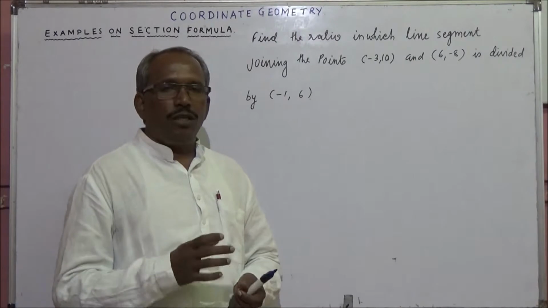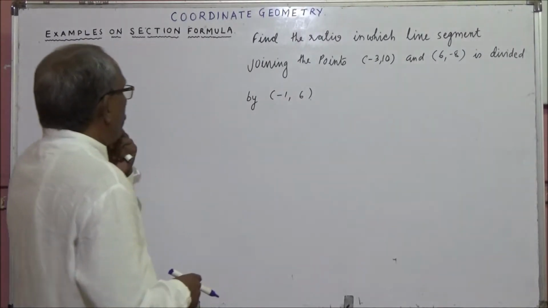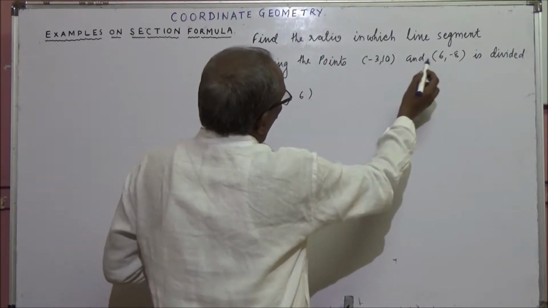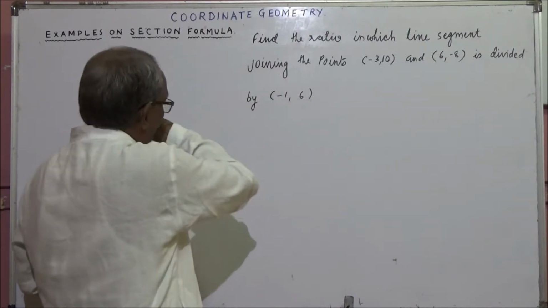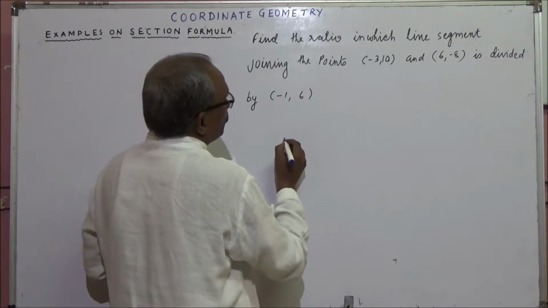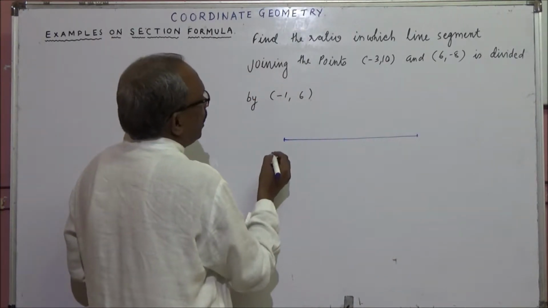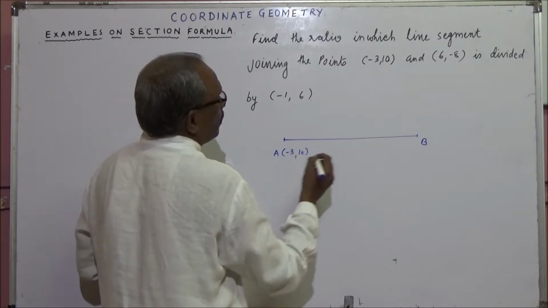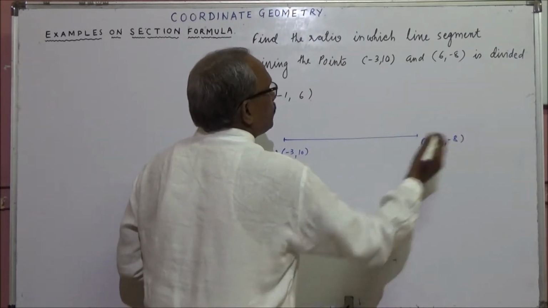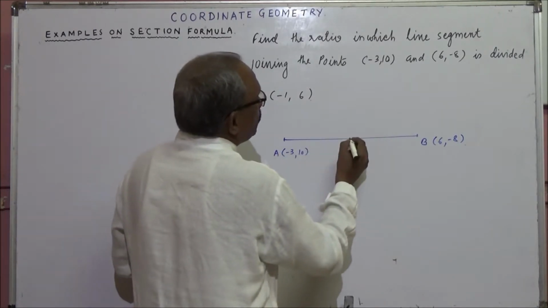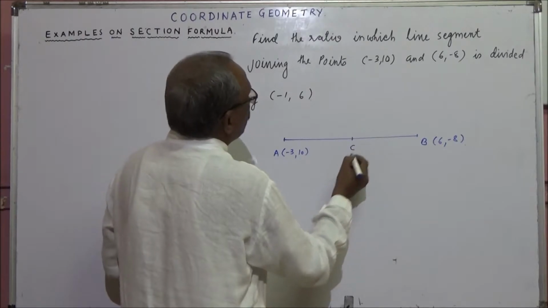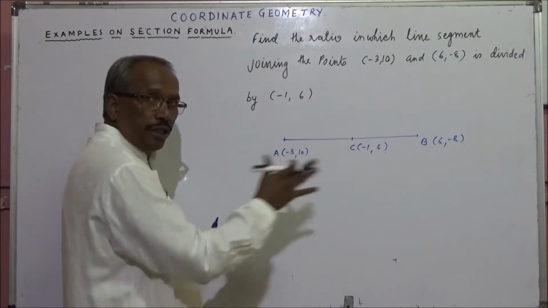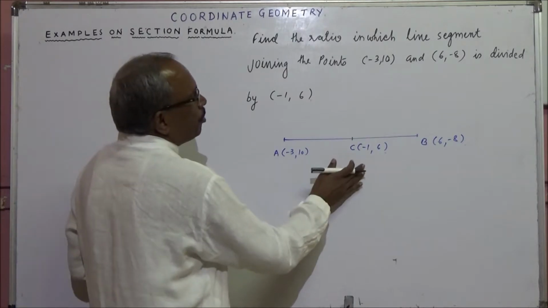Okay, dear students, let us solve one more example on section formula. So what is the question here? Find the ratio in which the line segment joining these 2 points is divided by this point. Suppose this is a line segment AB, with coordinates -3, 10 and 6, -8, and suppose this point C divides it, with C being -1, 6. So we have to calculate the ratio here, in which ratio this point C divides.